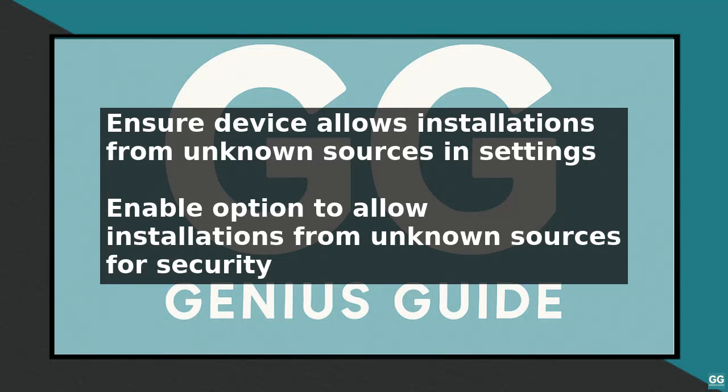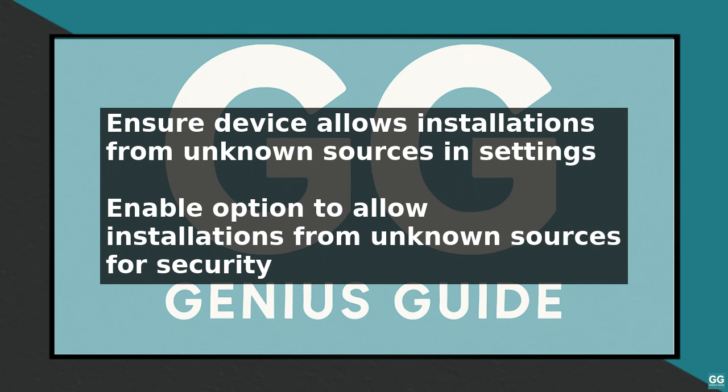To import the Rocket Money Android app, you need to follow a series of steps. First, ensure your device allows installations from unknown sources by going to Settings, then Security. And finally toggle on the option to allow installations from unknown sources.